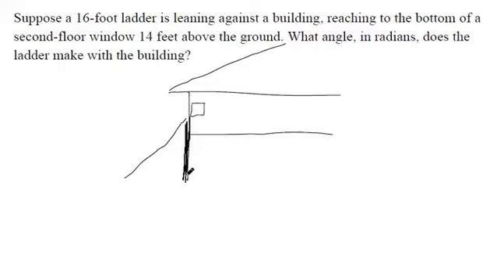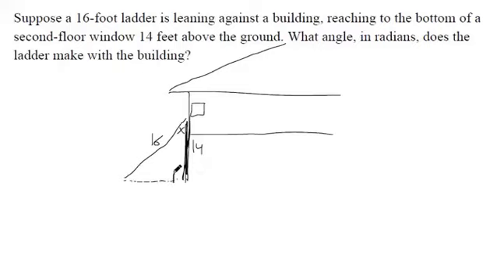So this side is 14 feet, and the ladder is 16 feet. So I can also put 16 on this for the ladder right here. What angle does the ladder make with the building? Oh, sorry. This would be the angle of elevation. This is the angle the ladder makes to the ground. What angle does the ladder make with the building? They want this up here. That's what we want to solve for.